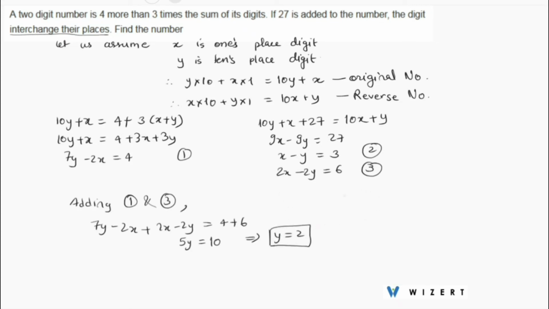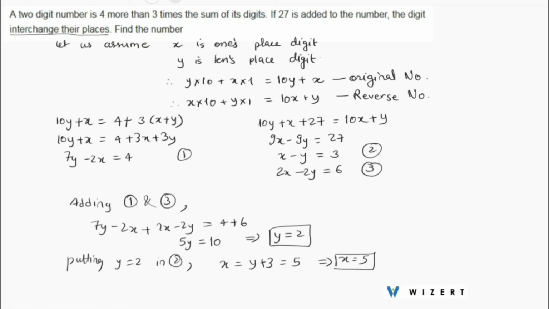Now putting this y equal to 2 in equation 2, we get x equal to y plus 3, which is equal to 5. So we get x equal to 5. We have to find the number.